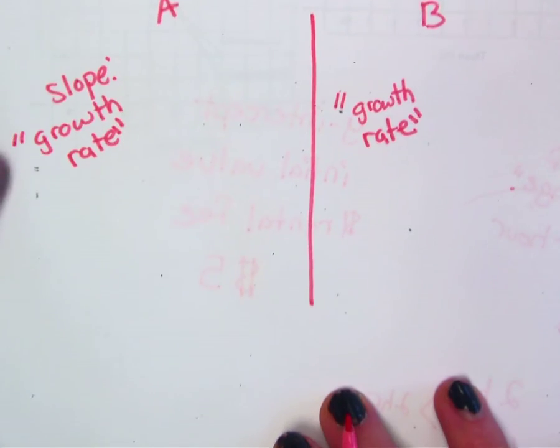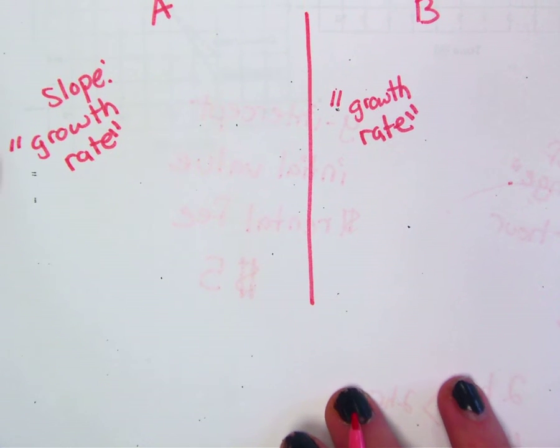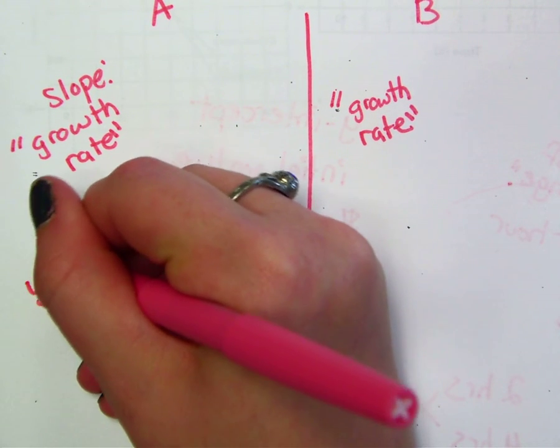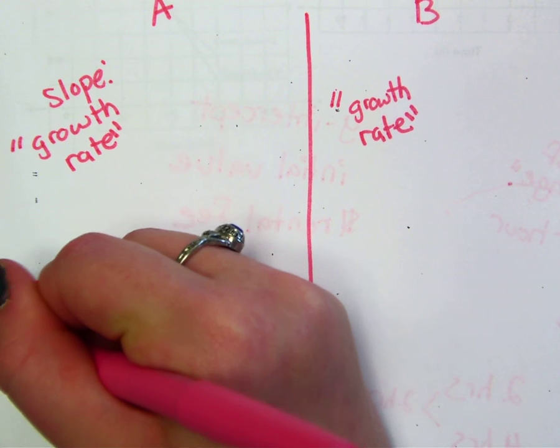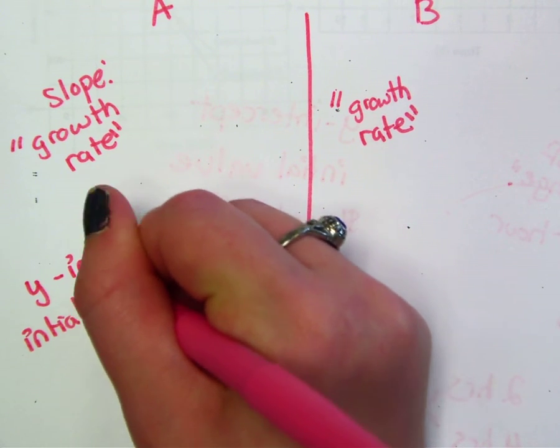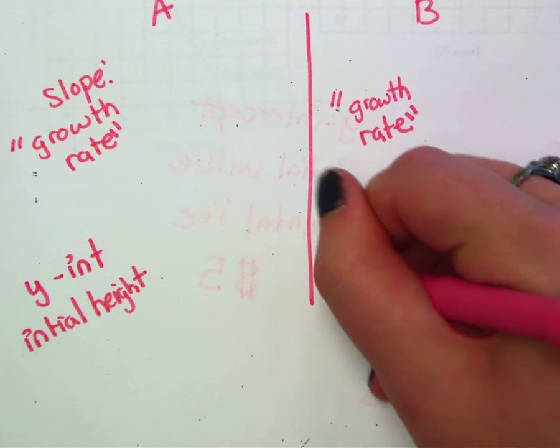You also are going to be asked to find the y-intercept of both, which I told you is just your initial value. So in this case, it's our initial height.